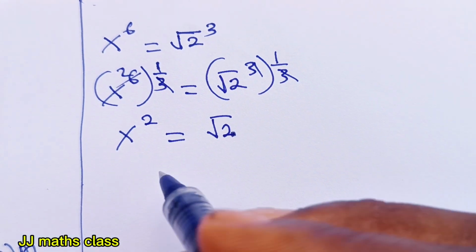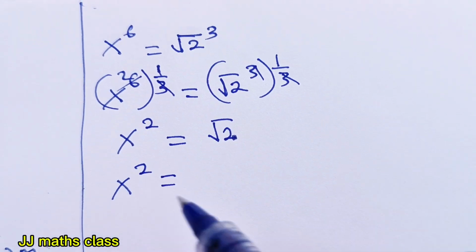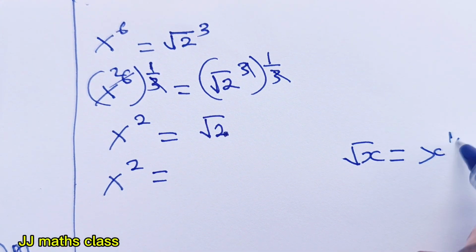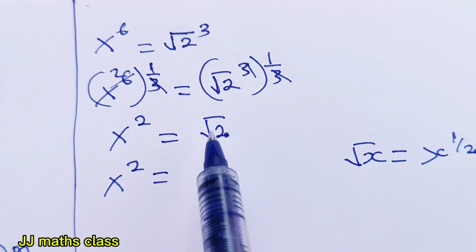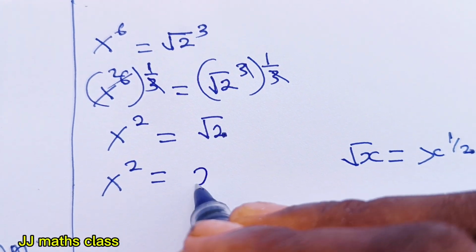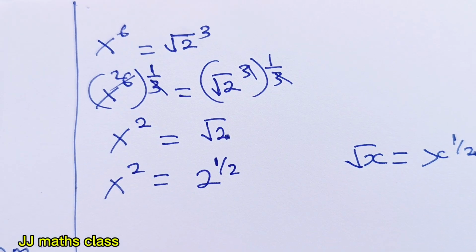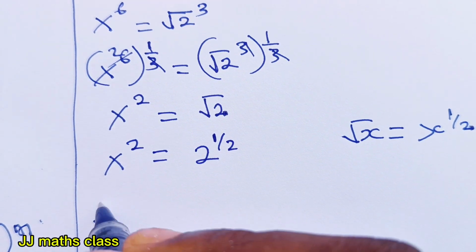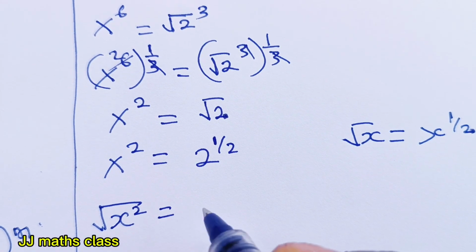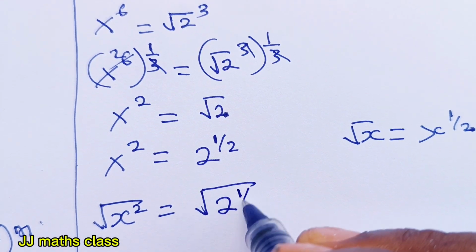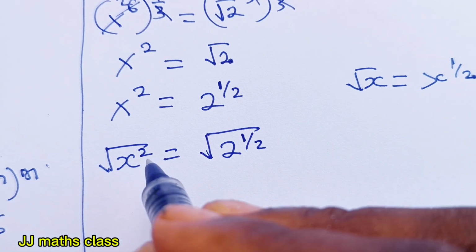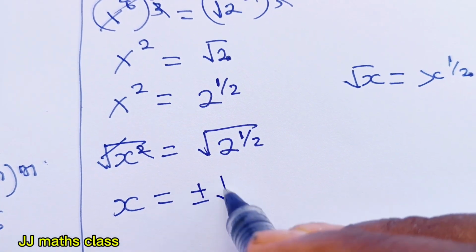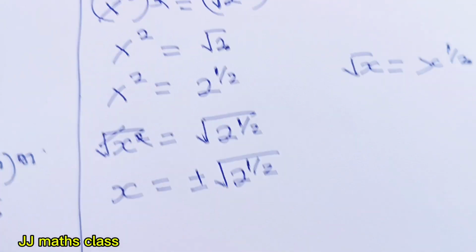Now we have x squared is equal to, recall that square root of x is equal to x to the power of half. So that means that square root of 2 is 2 to the power of half. So we have 2 to the power of half. Now let us take square root of both sides of this equation. So we have square root of x squared is equal to square root of 2 to the power of half. Now this is going to remove this. We have x is equal to plus or minus square root of 2 to the power of half.